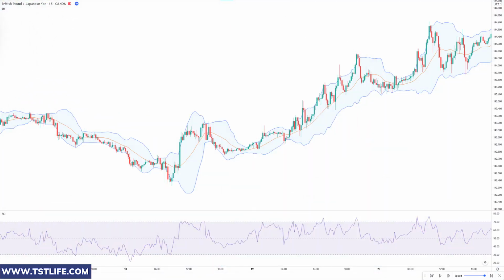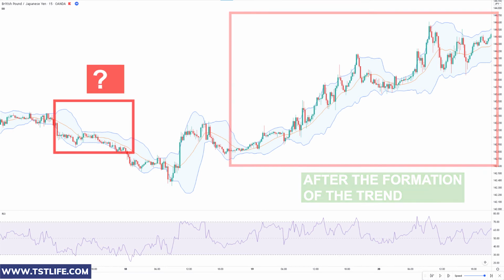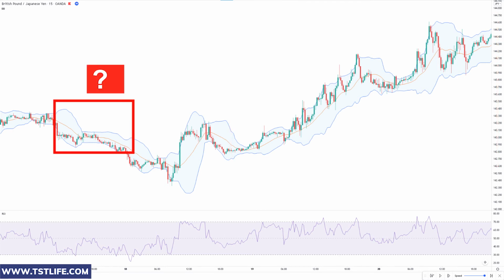Sometimes entering the market after the formation of the trend is easier than anticipating a trend using technical indicators alone. A 40 pips solid setup is better than a 400 pips risky one.